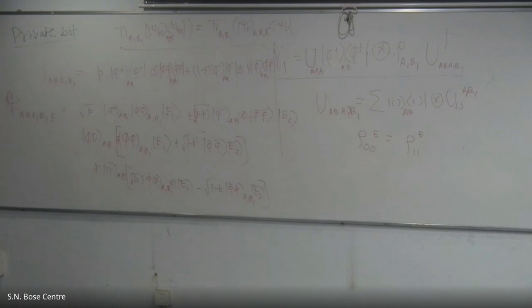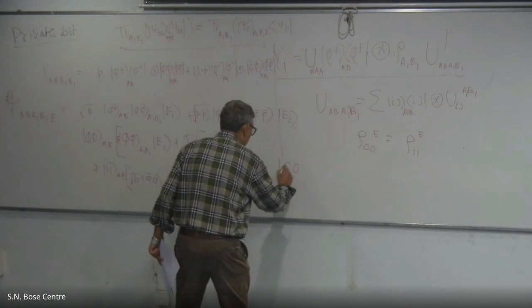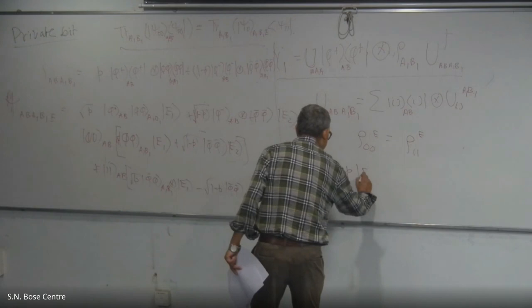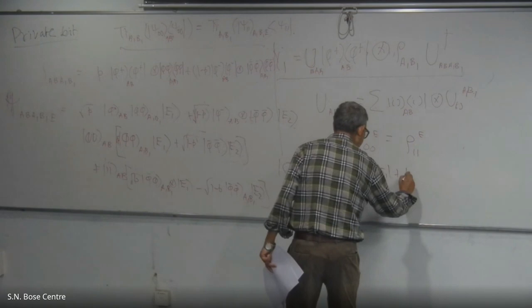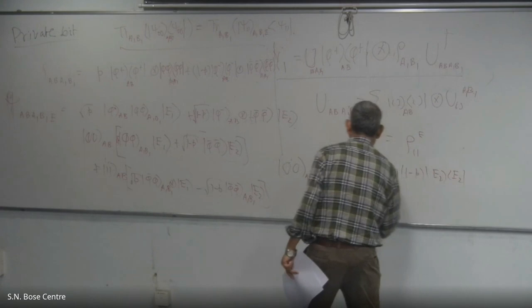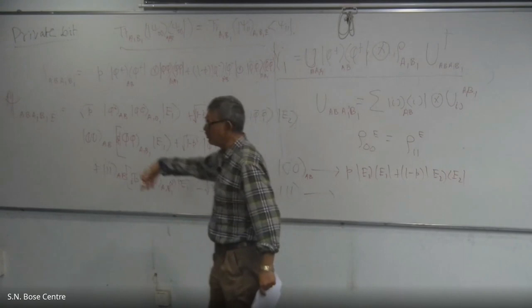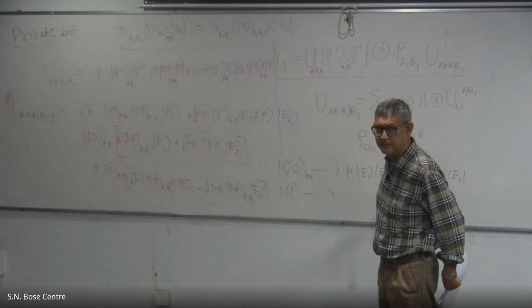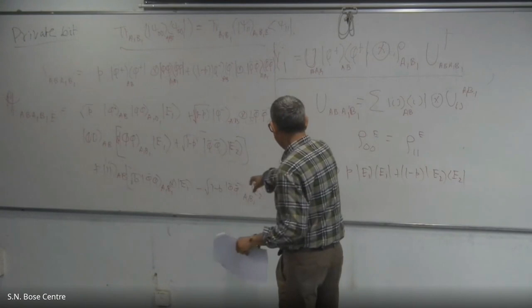What it will be? B times E, A1, A1 plus 1. So for 0, 0, for Alice Bob, the system will be B, E1, sorry, one, one, plus, and if it is 1, 1, maybe I have to consider some 1 by root 2. Then what will be the state of E? Same. You are convinced that they are same, because then you have to trace over this part.